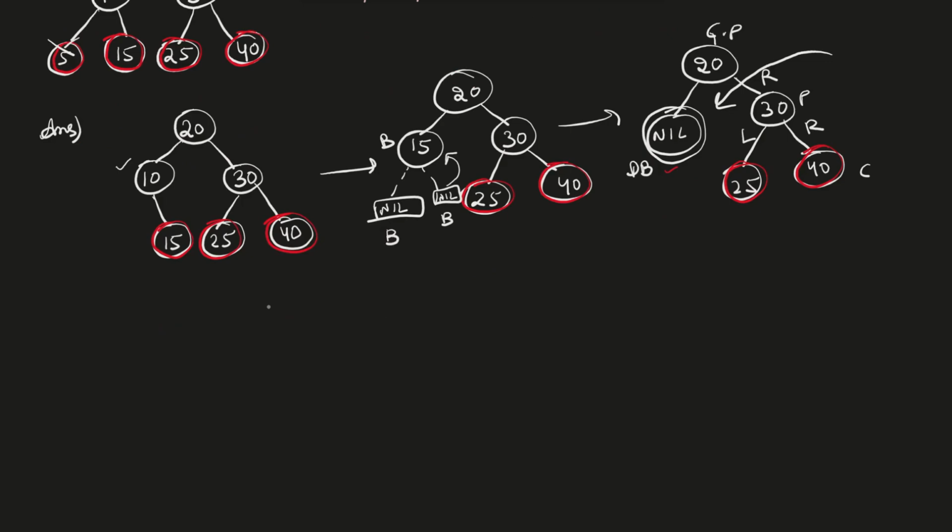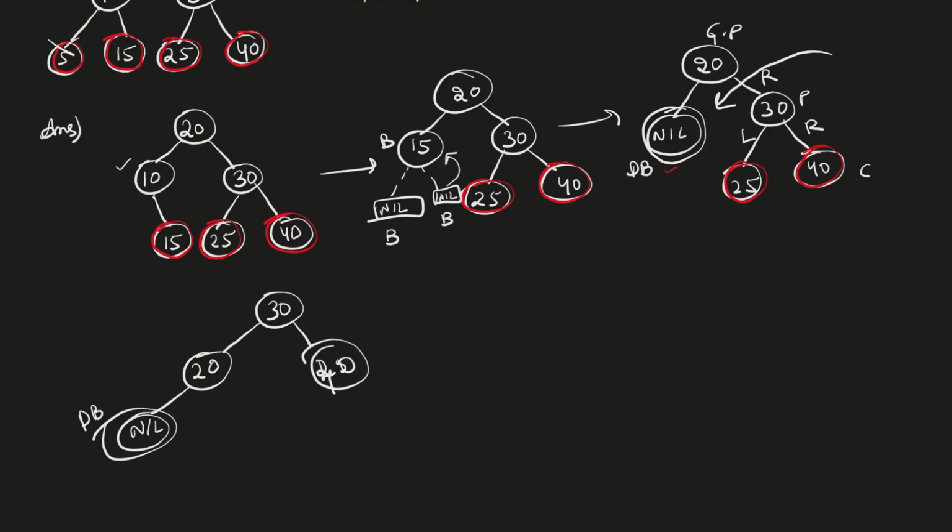Okay. So now 30 would become the root node, 20 at its left, and nil double black. At right of 30 we are having 40, and left of 30 we are having 25, so this would get replaced over here.